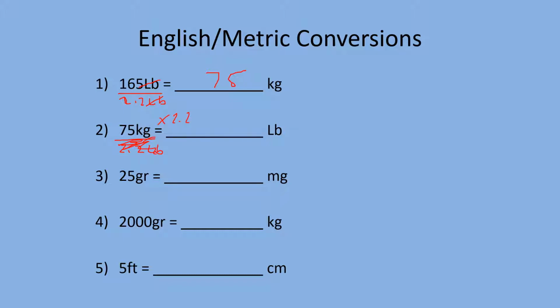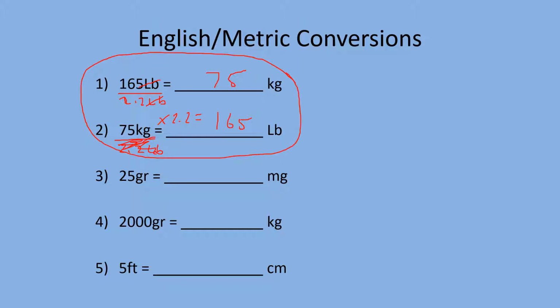So it's the same pattern, guys. You guys have got to pick it up by now. This is review. Week 4 review. We did this in week 2. So 75 times 2.2 is 165. So these two are one and the same.